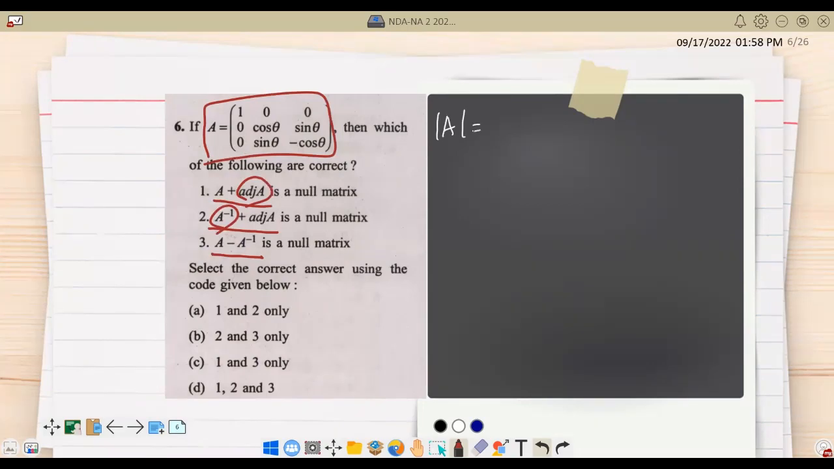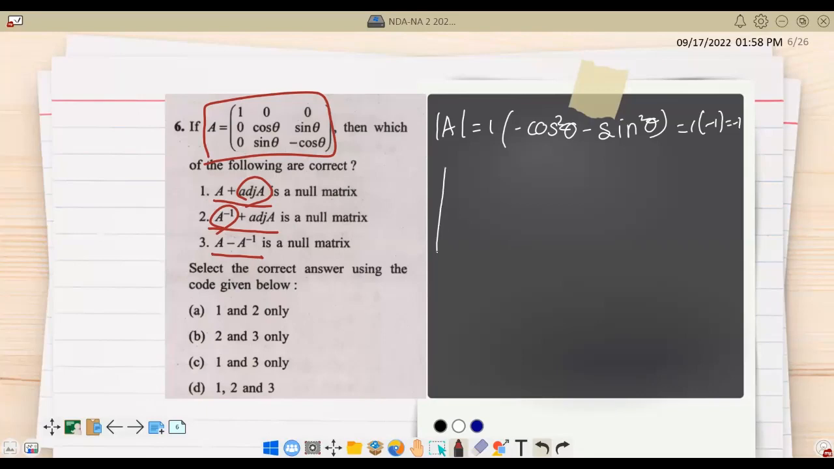So before finding Aj and then A inverse, we need to find the determinant of A. To find the determinant of A, 1 into minus cos square theta minus sin square theta. If we take minus outside, it is cos square plus sin square, so it is minus 1. So 1 into minus 1, minus 1. So the determinant value is minus 1. Now we have to find the Aj.